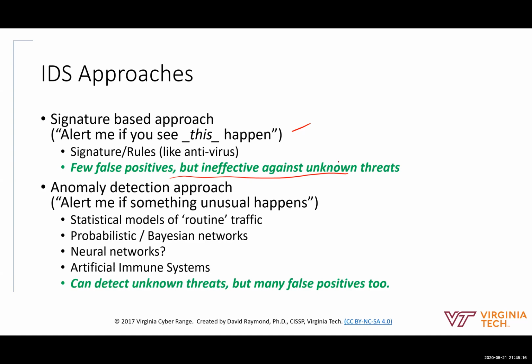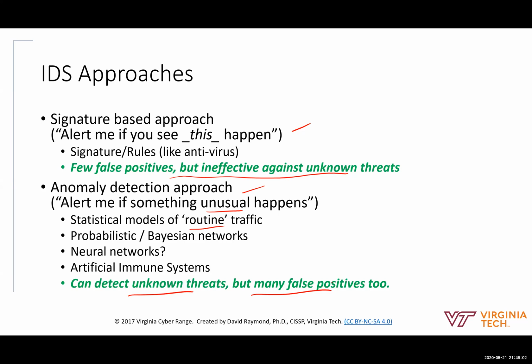The other option is an anomaly detection approach. This is: alert me if something unusual happens. So what's unusual? These systems set a baseline of routine traffic, and they'll use some statistical models or some machine learning or AI to baseline the traffic, and then identify things that are not part of the baseline. These are interesting, and there's lots of cool research into these. They can detect unknown threats, but they tend to have lots of false positives, because sometimes you get anomalous behavior that's just anomalous. It's not malicious, it's not an intrusion. It's just new behavior on the network that hasn't been seen before.